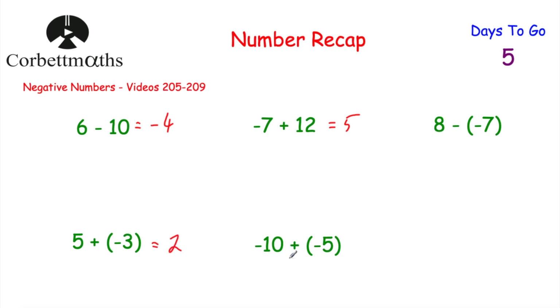If we've got minus 10 plus minus 5, adding a negative means you're going to go down. So minus 10 plus minus 5 means you go down another 5 from minus 10, so that'll be minus 15. And make sure you know, if you've got something like 8 subtract minus 7, subtracting a negative means you go back up. So 8 minus minus 7 means you're going to go back up 7, so that'll be 15. So make sure you're confident with your negative numbers, particularly for that non-calculator paper.